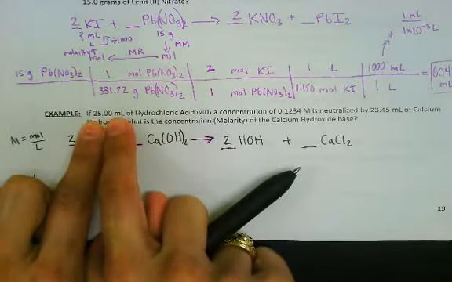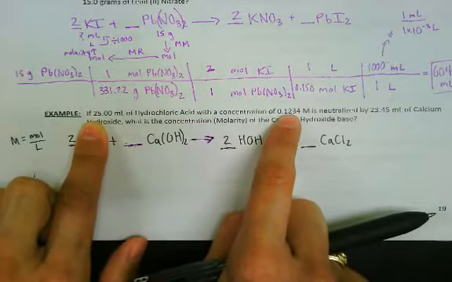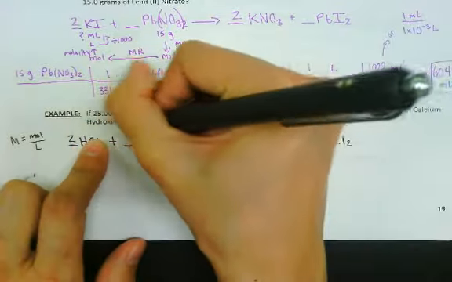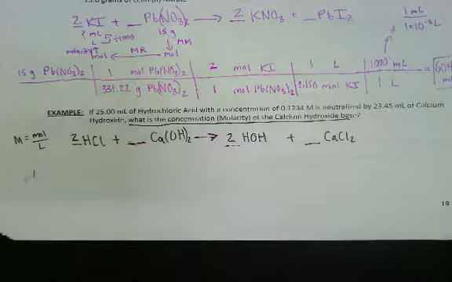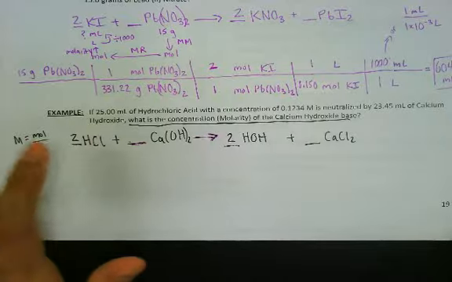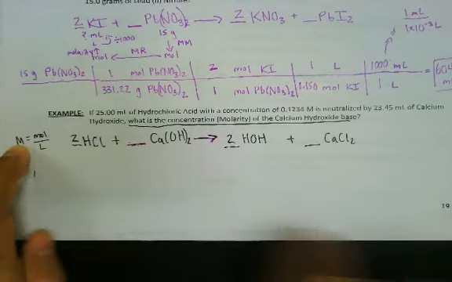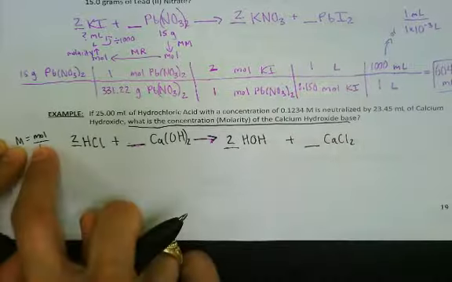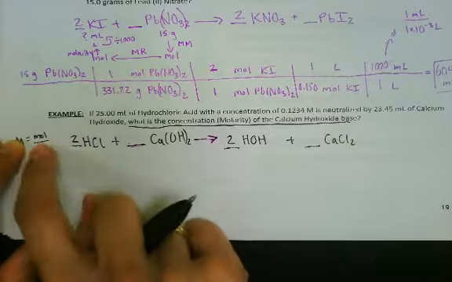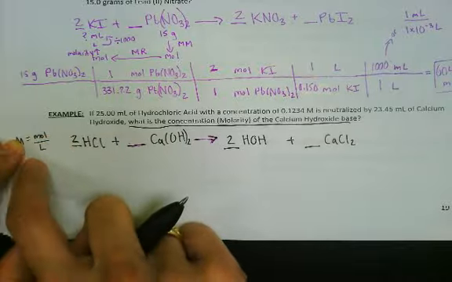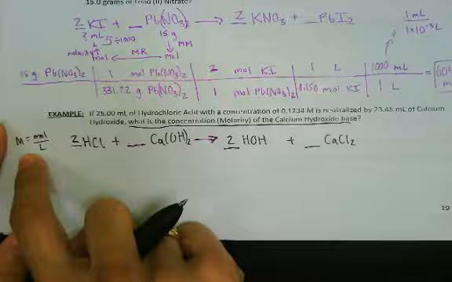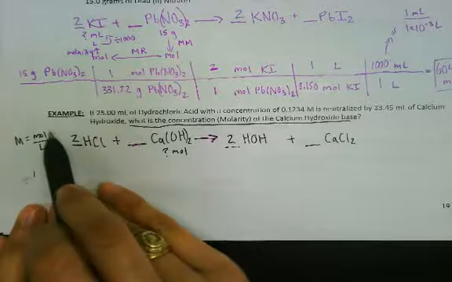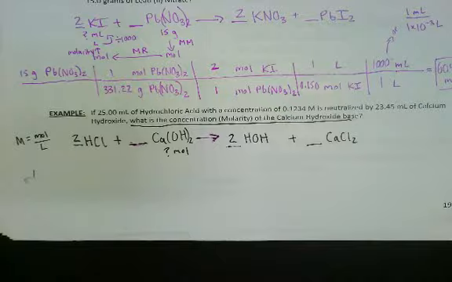We are told that 25 milliliters of hydrochloric acid with this concentration is neutralized by this volume of calcium hydroxide. We want to know what is the concentration of calcium hydroxide, okay? So we're trying to figure out the concentration of calcium hydroxide. We have the volume of calcium hydroxide because we can convert this milliliters to liters. So all we need now is the moles, so we can actually solve moles divided by liters for the molarity. So how we can do that is we can figure out the number of moles of calcium hydroxide, so that way we can plug it into this formula.